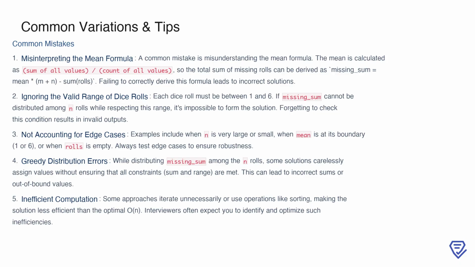Finally, inefficient computation is a trap to avoid. Solutions that include unnecessary operations, such as sorting, can increase complexity beyond the expected O(n). It's important to identify and optimize such inefficiencies to meet the problem's requirements effectively.